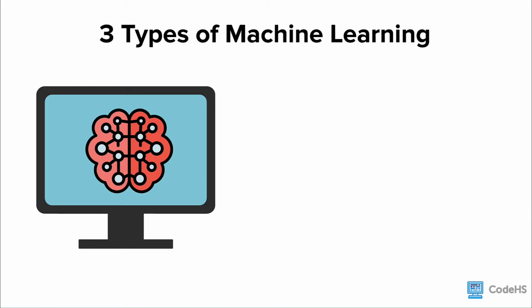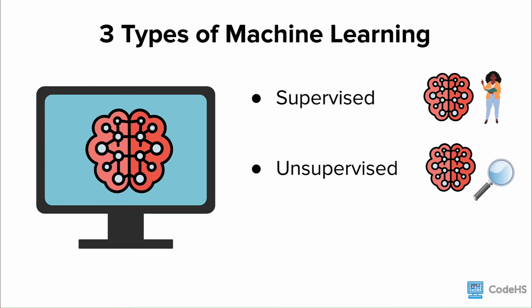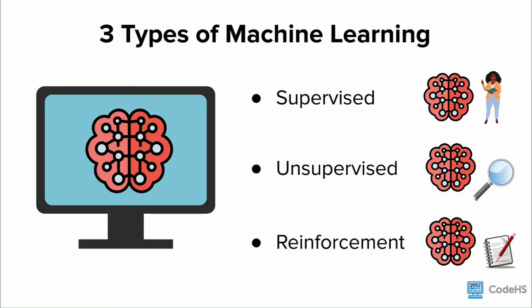There are three main types of machine learning algorithms that are most commonly used: supervised learning, unsupervised learning, and reinforcement learning. All of them still follow the general process of using training data to develop their models, but how the training and development occurs looks different for each.